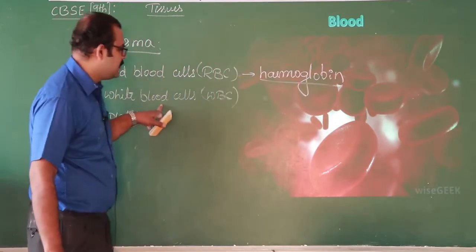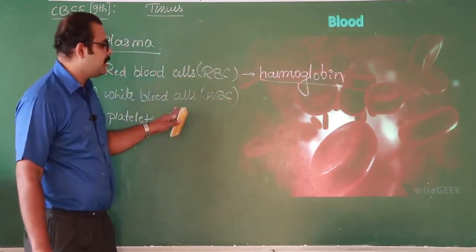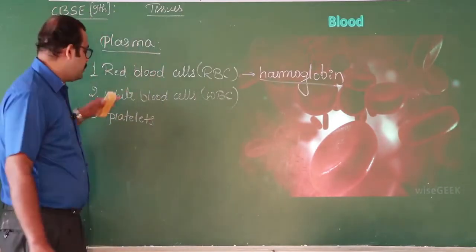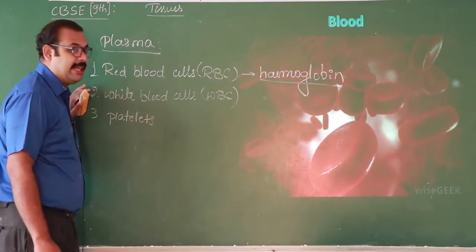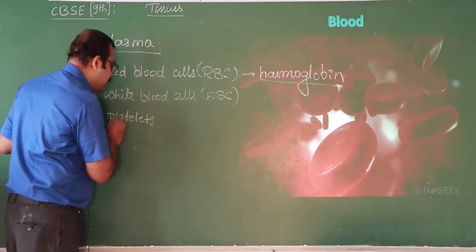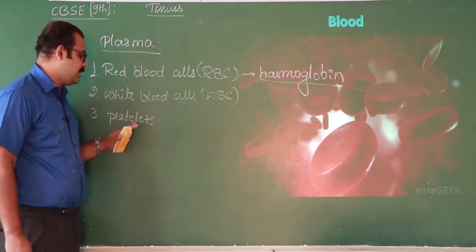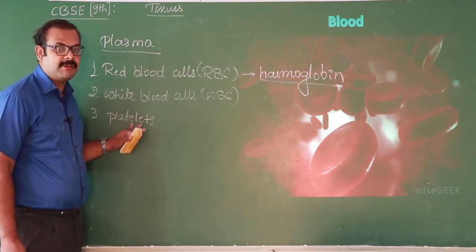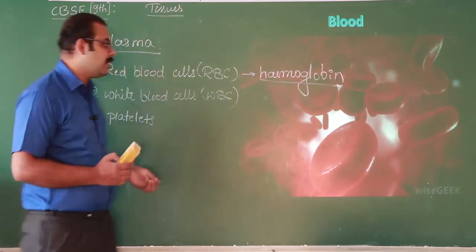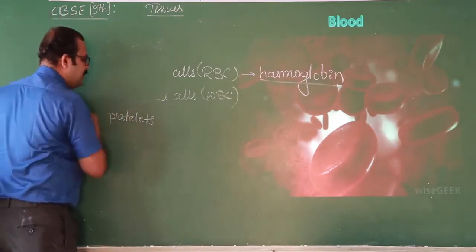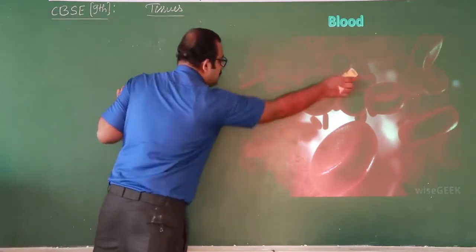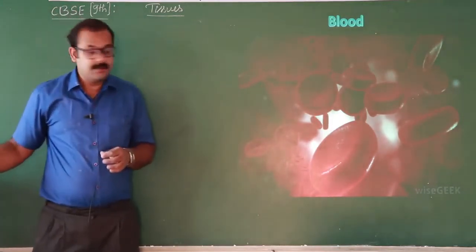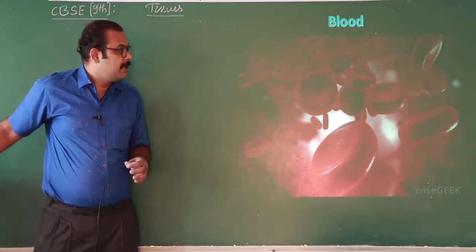Then white blood cells. White blood cells are white in color because they do not contain any pigment. That's why they are called white blood cells. These white blood cells mainly help to fight against diseases. Last one, platelets. The platelets are small fragmented cells. They mainly help in clotting of the blood. You might observe that if any wound occurs, within 1 or 2 minutes the blood starts clotting. This clotting mainly takes place with the help of these platelets. So this is about the blood.